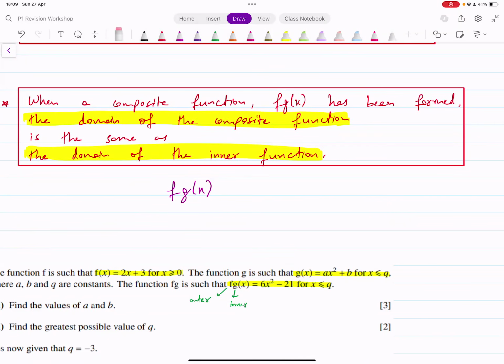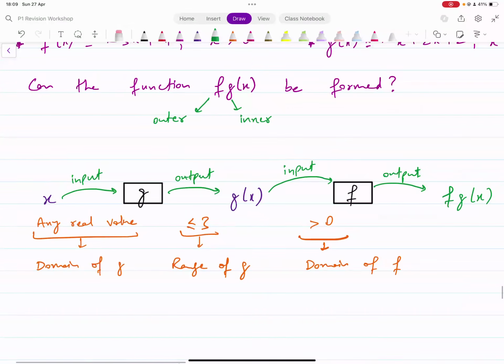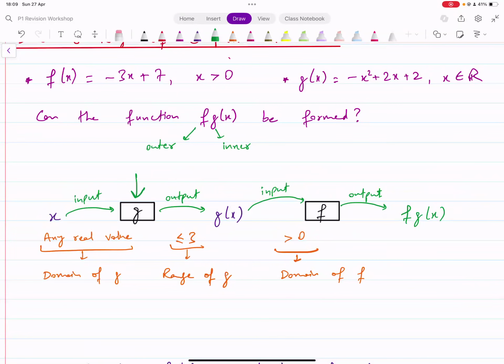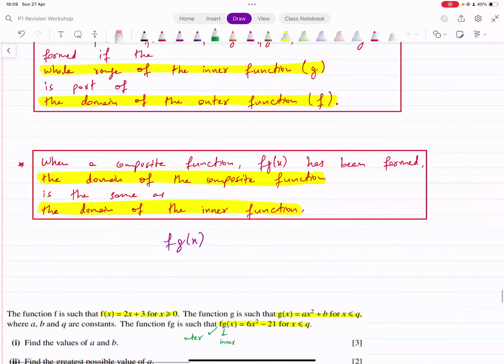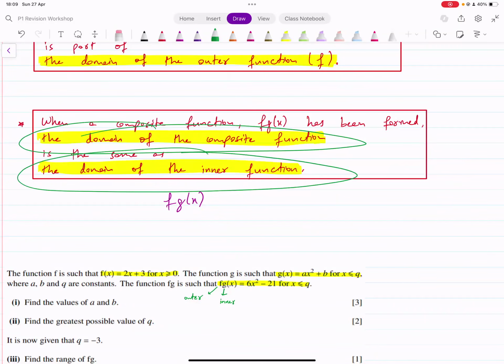Why is that? Because remember, in fg of x function, the input was first going into g, right? G was the first function that took an input. So if function g cannot take something as an input, that means the composite function cannot take that as an input. So the domain of the composite function should be the same as the domain of the inner function.